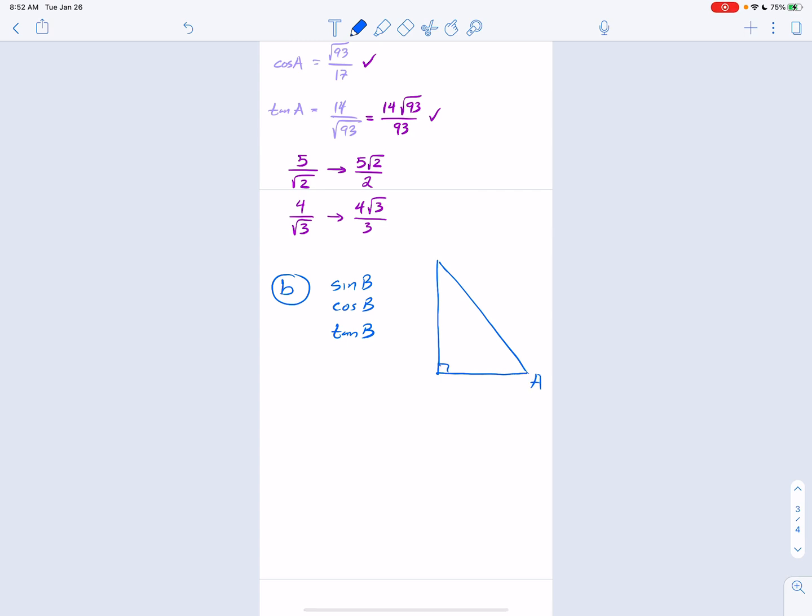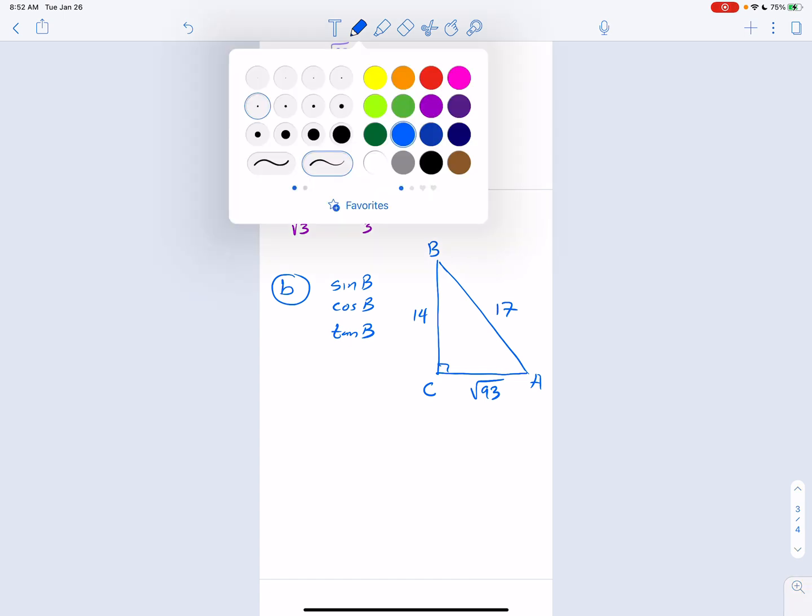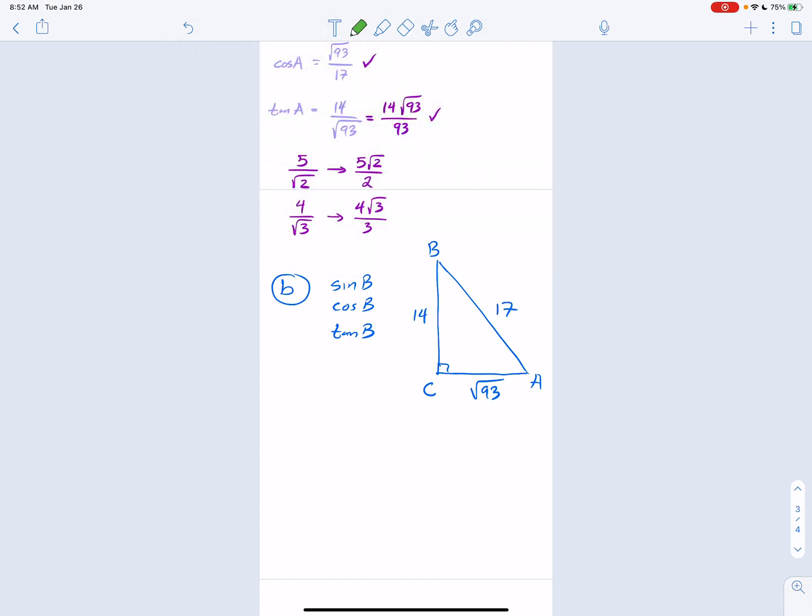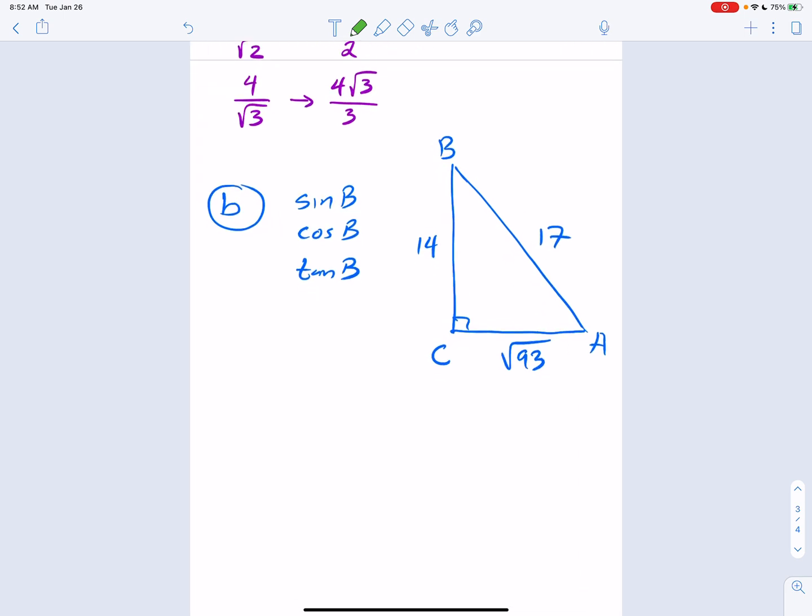I'll call this A, I'll call this B, I'll call this C. The sides are 14, 17, and the square root of 93. This is very intentional. I understand it is the same picture as before. But how is this different, right?